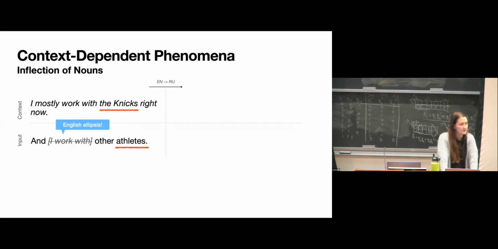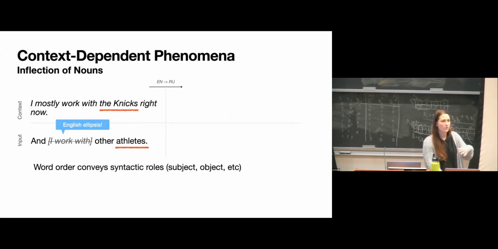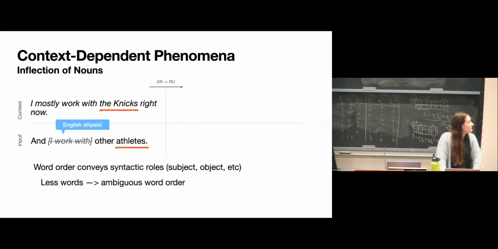The big reason this is difficult in English is because word order conveys syntactic roles. So based off of the ordering of nouns and verbs, I understand whether something is a subject or an object. If I reverse that ordering, all of the rules become reversed as well. So if I remove the verb from the sentence, I've also removed that relative ordering. But the ordering is still implied from the previous sentence. And when I have fewer words, the word order is more ambiguous, and thus the syntactic roles are more ambiguous.